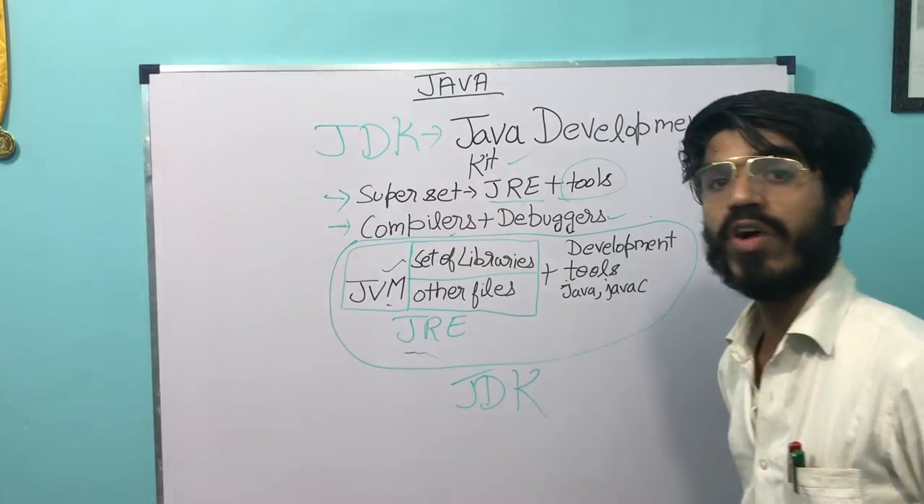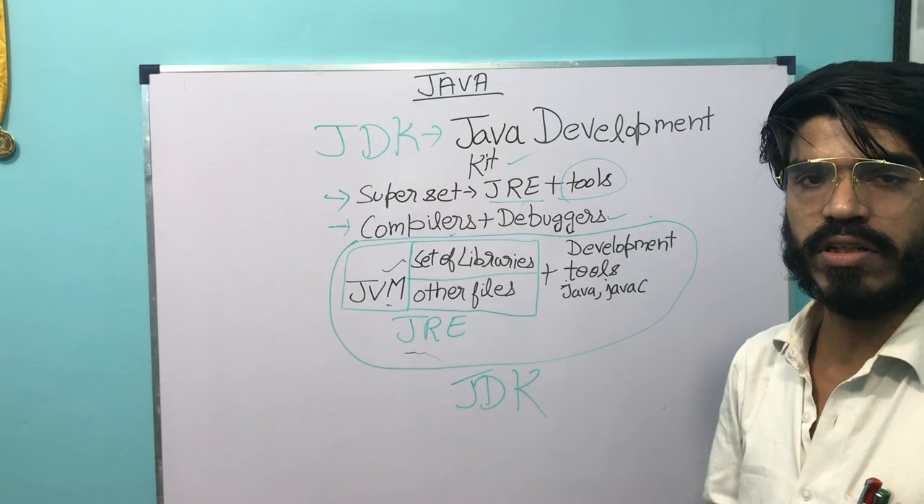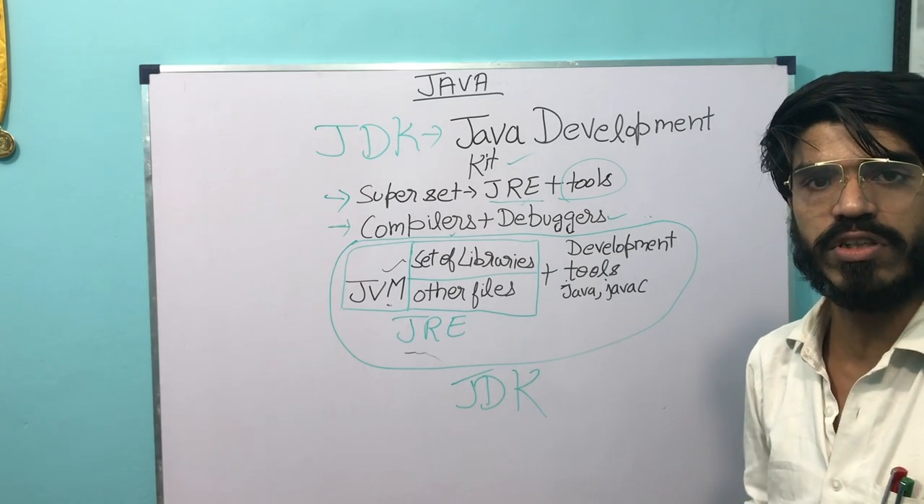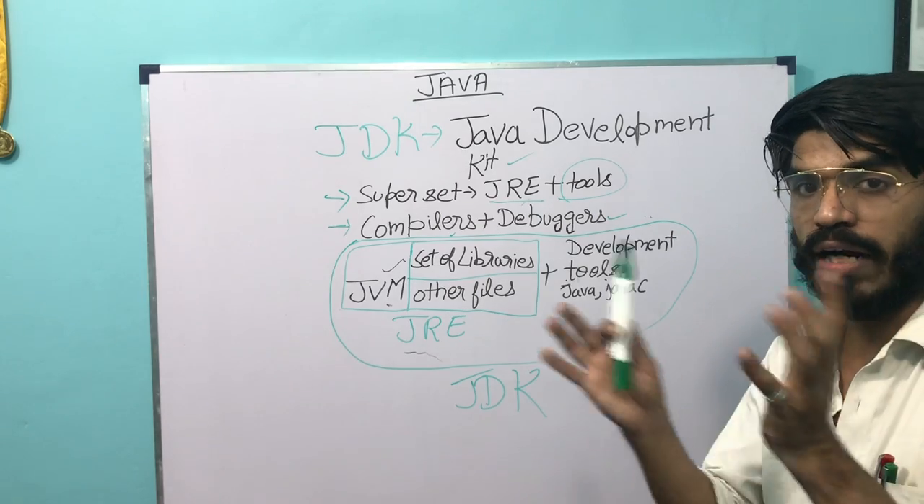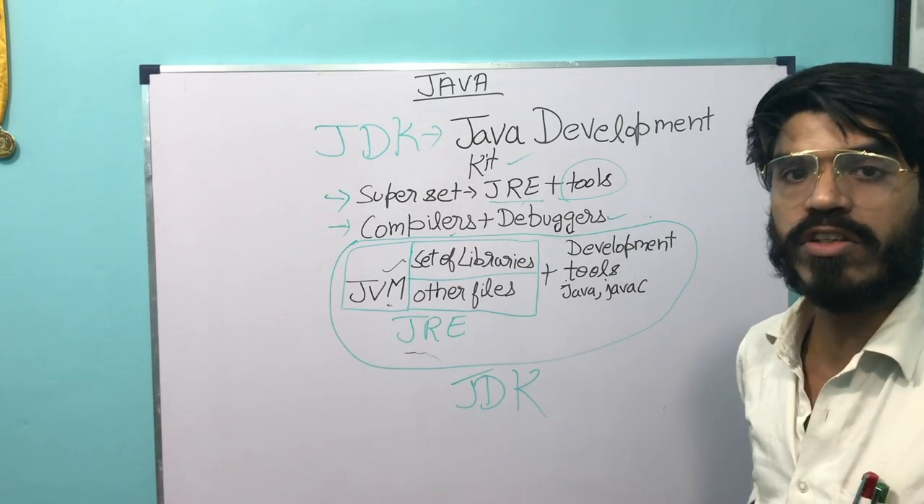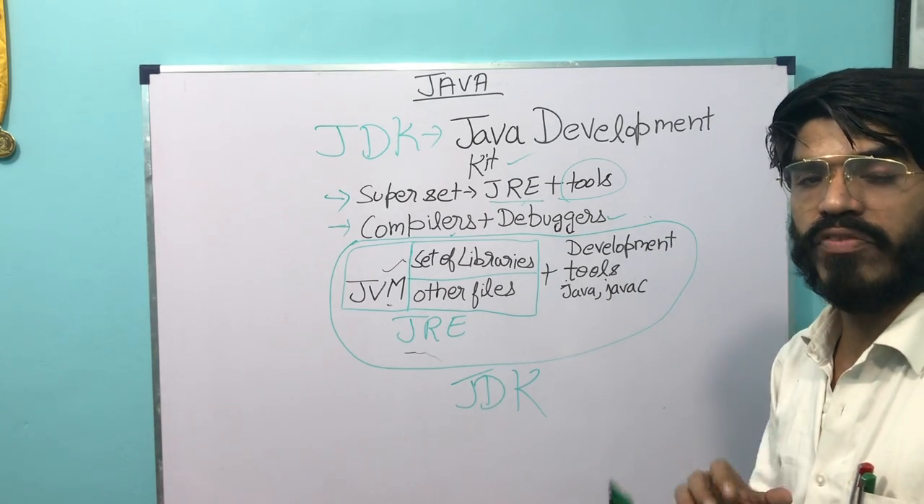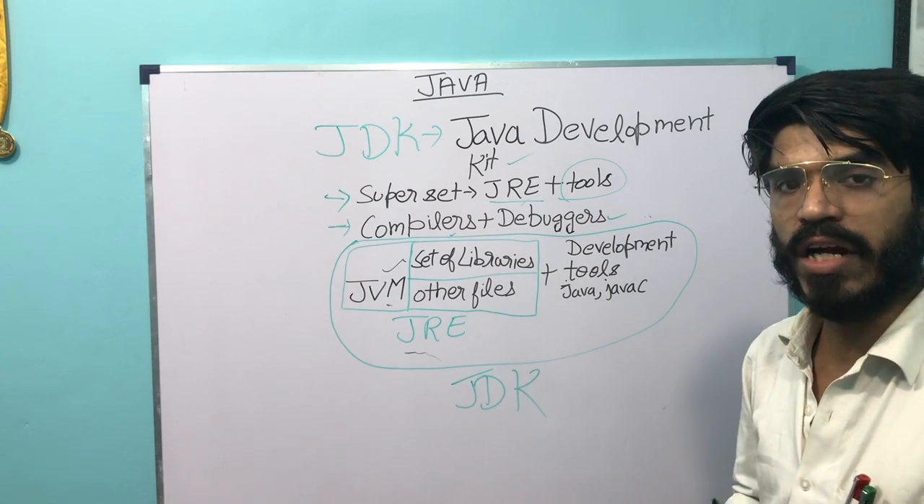JVM means Java Virtual Machine. It is not like a machine that you see, a PC or desktop, not a hardware type machine, but it is a virtual machine which is different for different platforms.